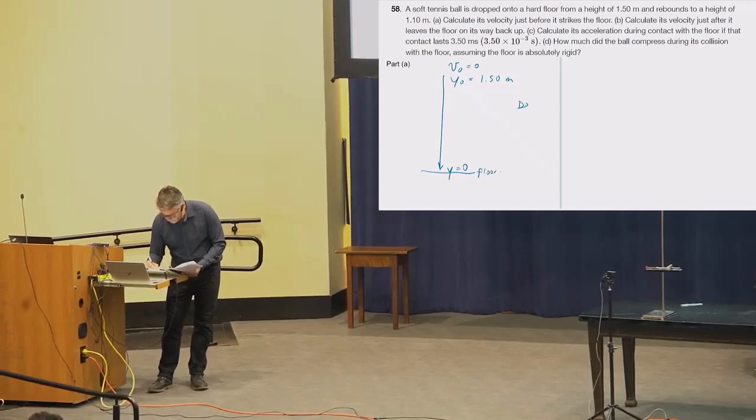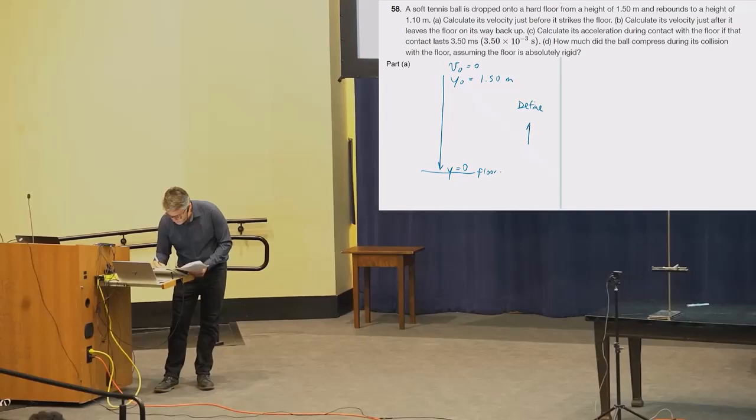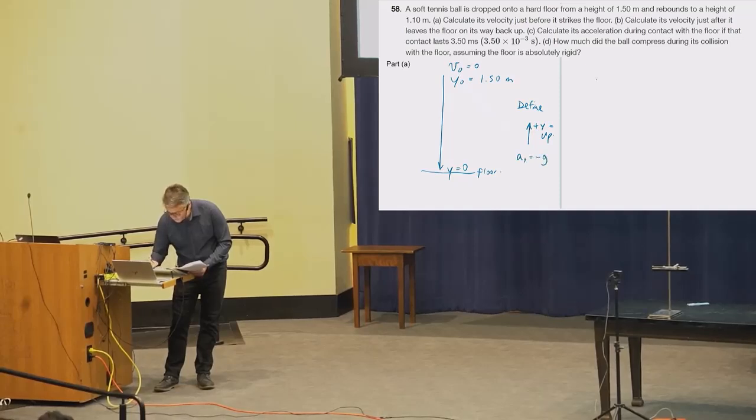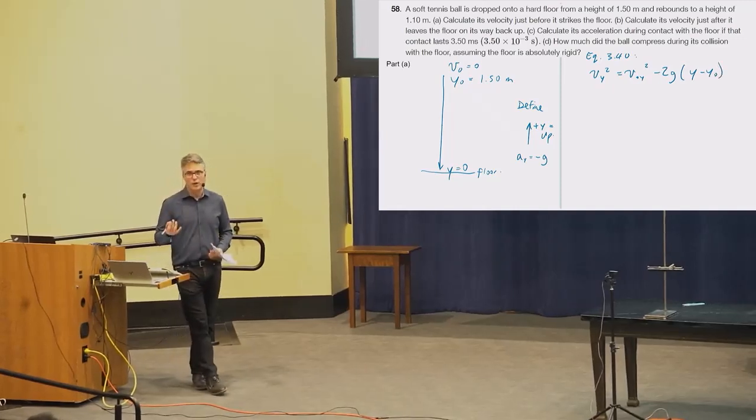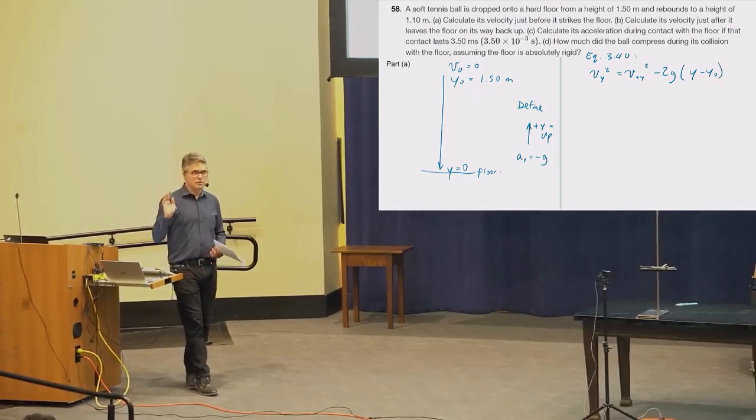And let's define plus y is up. So what that means is that the acceleration in the y direction is negative g. So let's use equation 3.40. You get that vy squared is equal to v0y squared minus 2g times y minus y0. Again, because I've defined plus y to be up, the acceleration is negative g.